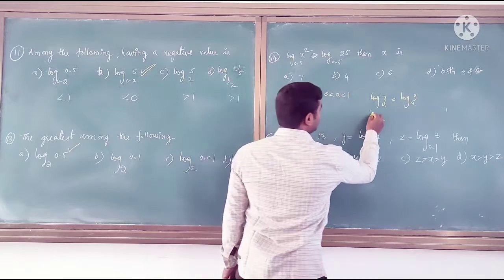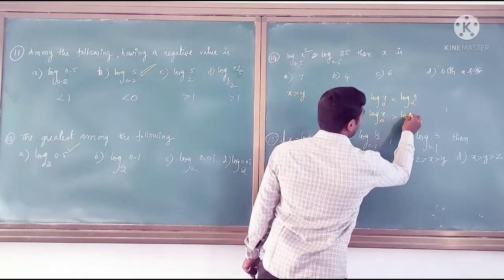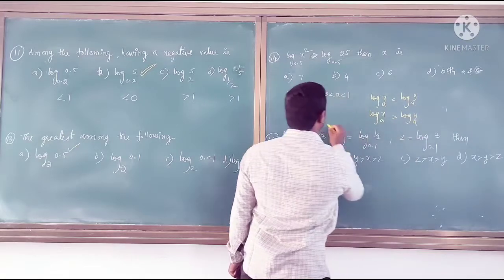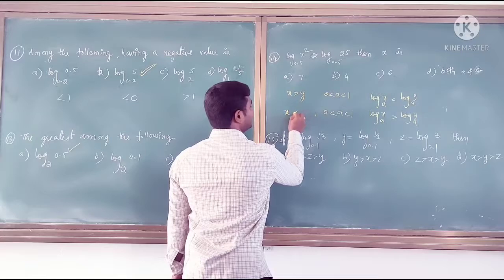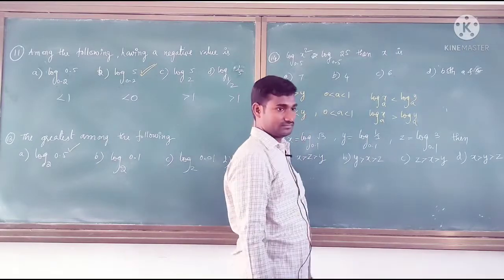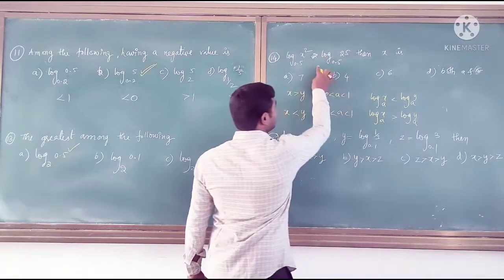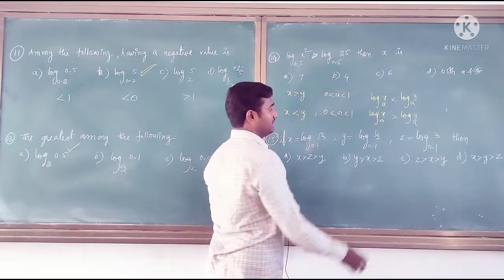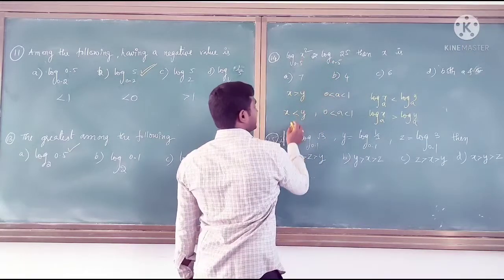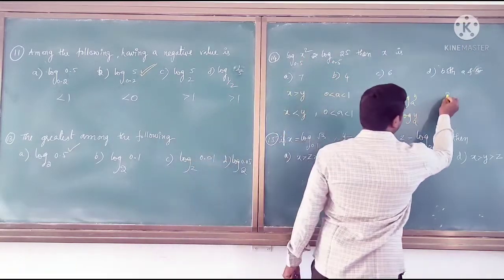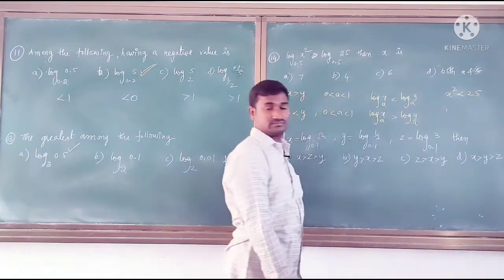So if log x to the base a is greater than log y to the base a, then a lies between 0 and 1, and x is less than y. These two conditions are given. The base a lies between 0 and 1 only, so this number is greater than this number. Then can I write here x square is less than 25? Yes, sir.